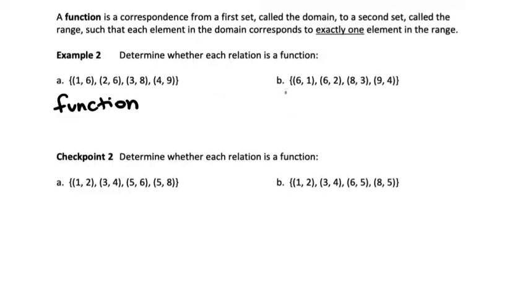Now looking at B, it's a little bit different. I have the point 6, 1 and 6, 2. 6 has 2 different values for outputs, 1 and 2, and so that makes it not a function. I don't even need to look at the other points. If I find one input value that has more than one output value, that automatically makes it not a function.